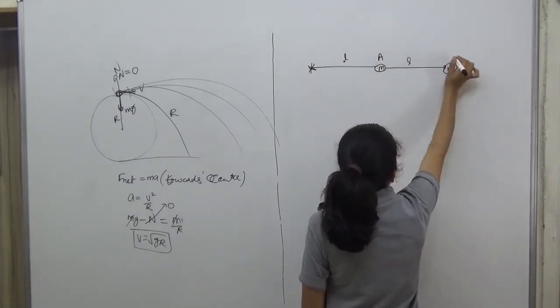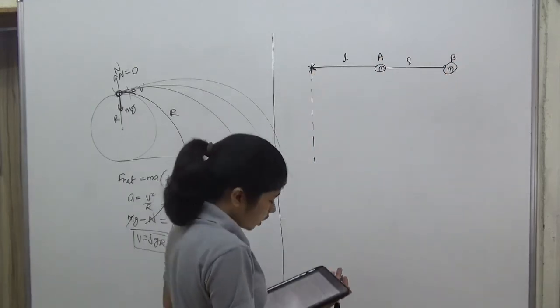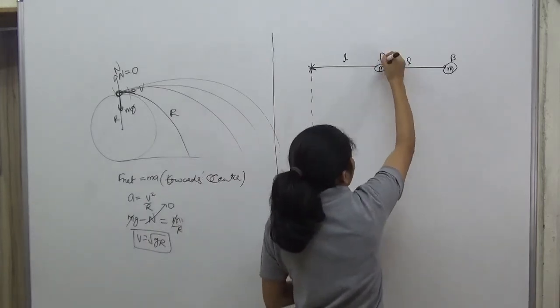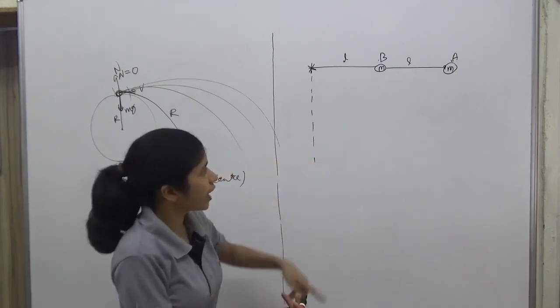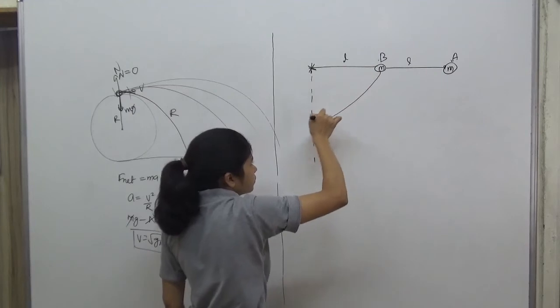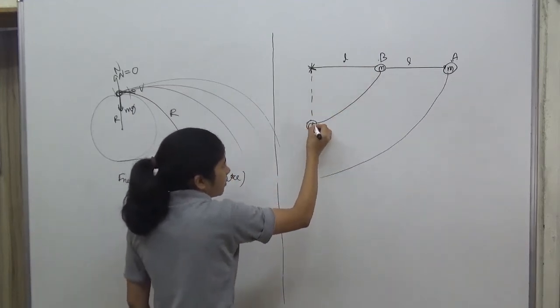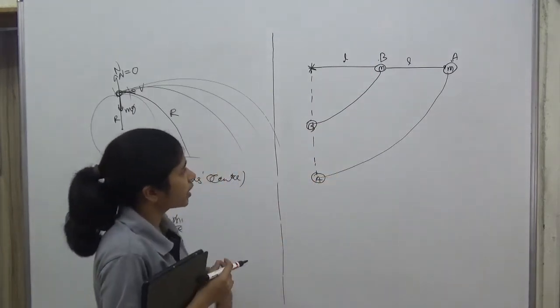This is A and this one is B. Now we have to find out the speed of mass B when the rod has become vertical. So ये rotate होके इस तरीके से आएगा and this will rotate and come like this. ठीक है, so यहाँ पे आ जाएगा B and here we will have A. Clear? अब इसमें क्या है, कैसे फाइंड आउट करेंगे.